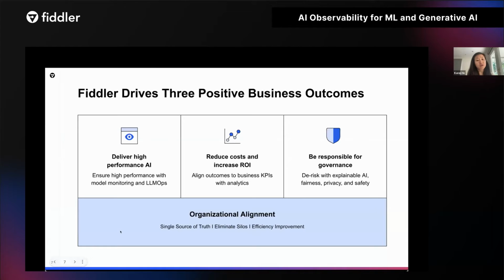In using Fiddler, companies and ML teams see three positive outcomes. They'll deliver high performance AI, reduce cost, increase ROI, and become a responsible AI company. All of these business outcomes help teams across the organization improve efficiencies and break down silos with a single source of truth to AI.